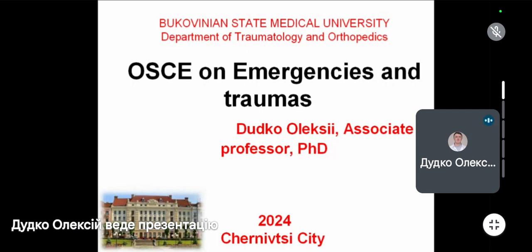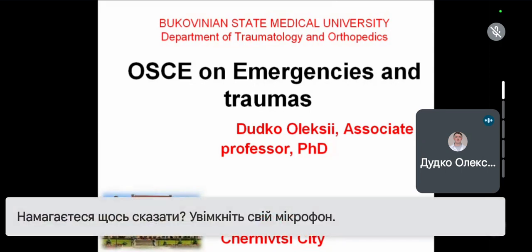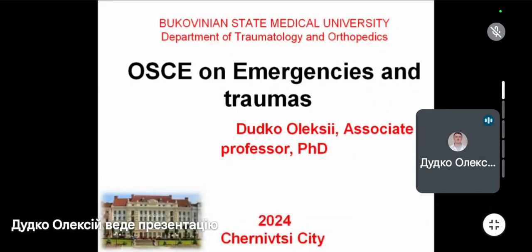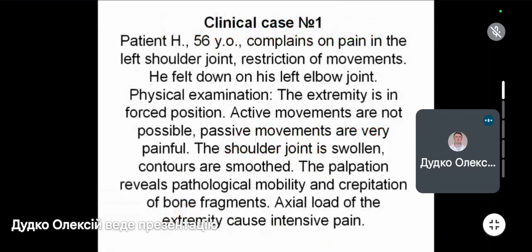So practically, we have 4 clinical cases, and two of these are dealing with upper extremity injuries, and two with lower extremity injuries. Those injuries are the most common, and you will see many patients like that in your clinical practice. So the first clinical case is about humeral neck fracture.